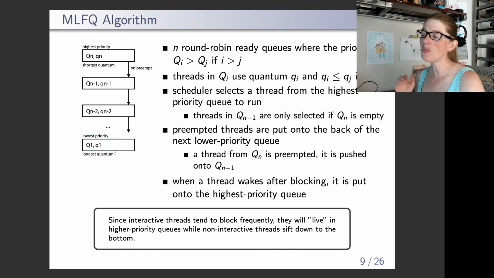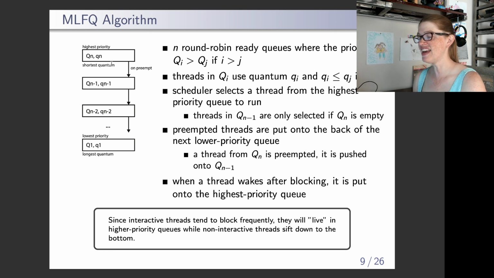And the idea is when we want to select a thread to run, we always choose the thread from the highest priority queue that has threads in it. So it will first check Qn. And if Qn has a thread, we'll take it and run it. And if Qn doesn't, then we'll look at Qn minus 1. And if Qn minus 1 doesn't have anything, then we'll look at Qn minus 2, and so on.